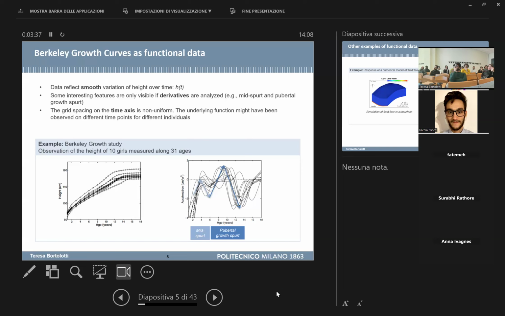In this case, for example, the grid with which the longitudinal observations are recorded is not the same for every curve. So a classical multivariate approach, which would consider each of these age points as a different covariate, would fail in this context. Why? Because for some girls or males, you have recorded their height at year 1 or year 1.5, etc.